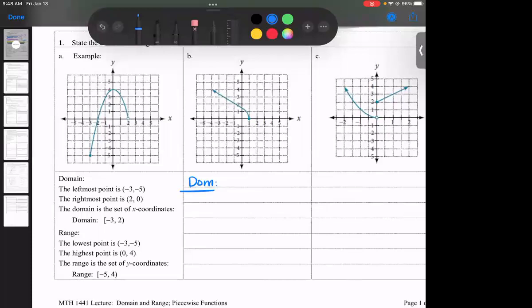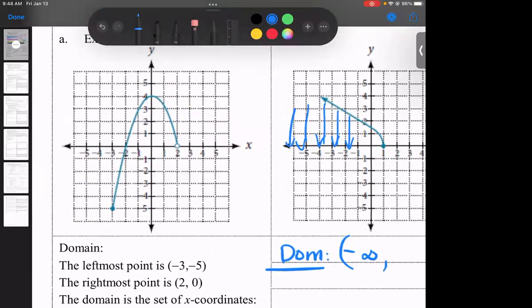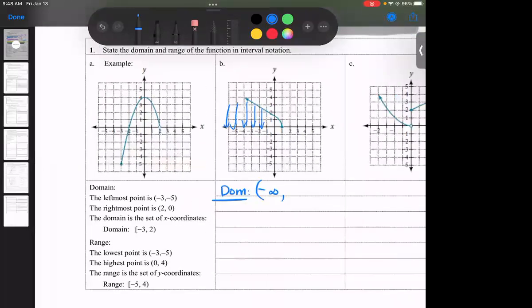Negative infinity. The arrow means infinity, right? So if you keep projecting it, you don't have to write this. If I keep projecting the function downward onto the x-axis, and imagine that arrow keeps going forever, you always have x values, right? So go from negative infinity up to, where does it stop? One, right? So is one included? Yeah, bracket. So far so good?